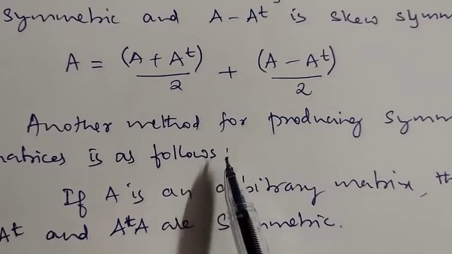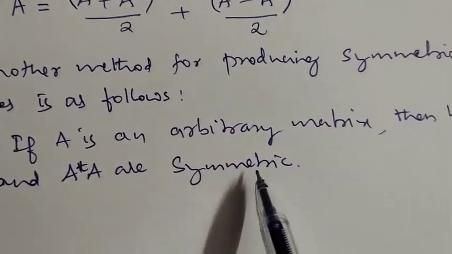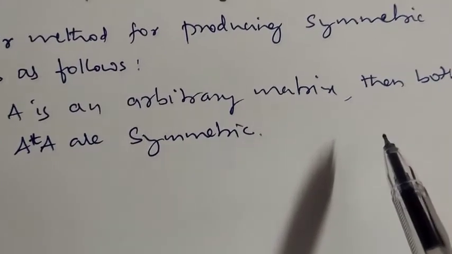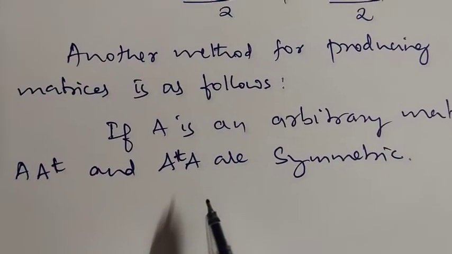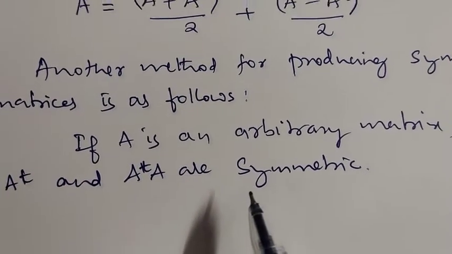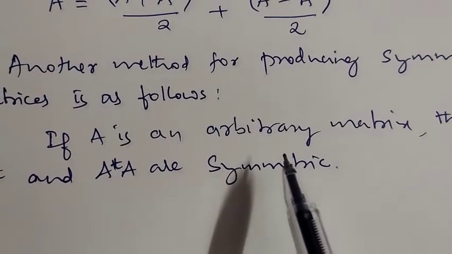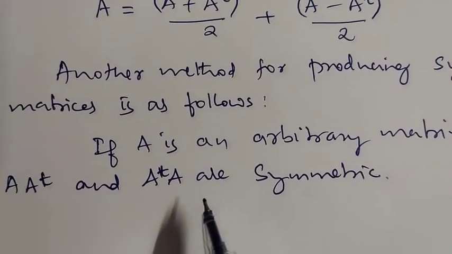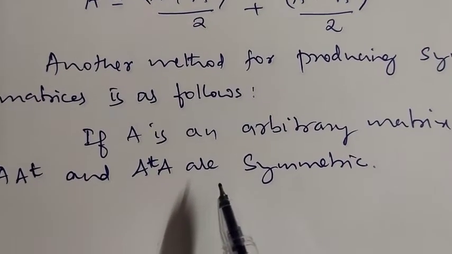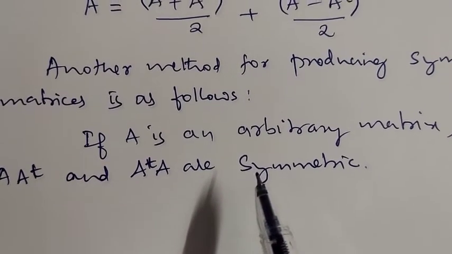Another method for producing symmetric matrices is as follows. If A is an arbitrary matrix, then both A into A transpose and A transpose into A are always symmetric matrices. Do you understand this? So this is the procedure for obtaining symmetric and skew symmetric matrices.